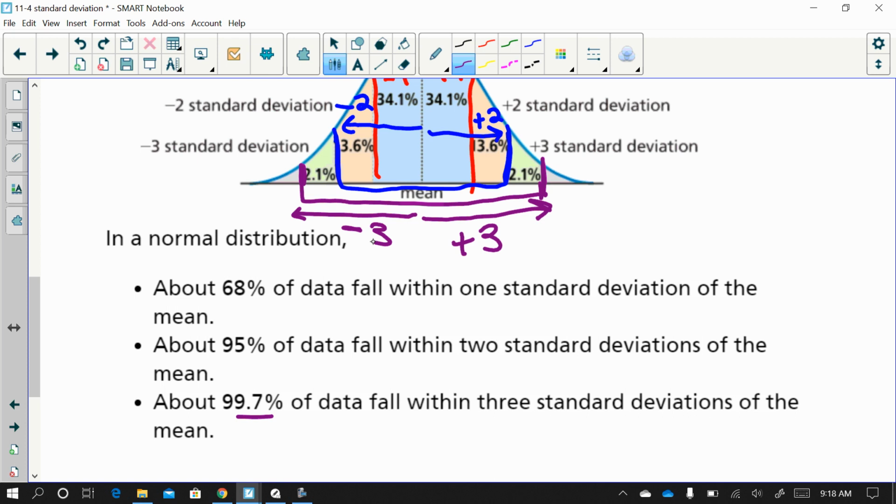So basically, you calculate your standard deviation, and then you add it 3 times, and that gets you to this point. You subtract it 3 times, gets you to this point. That's what that is saying. 68% of the data is within 1 standard deviation, 95% within 2, 99.7% within 3.